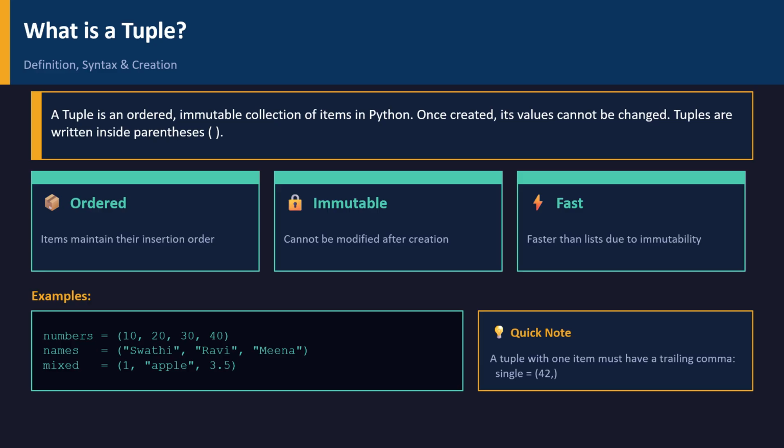It is ordered. Items must be inserted in order. And it is immutable. That is, once we have given a value, it cannot be changed. And it is faster than a list because it is immutable. We can't change it. We can also give multiple data types, that is, mixed types of data can be stored inside a tuple. And while giving a single item inside a tuple, it must have a trailing comma.